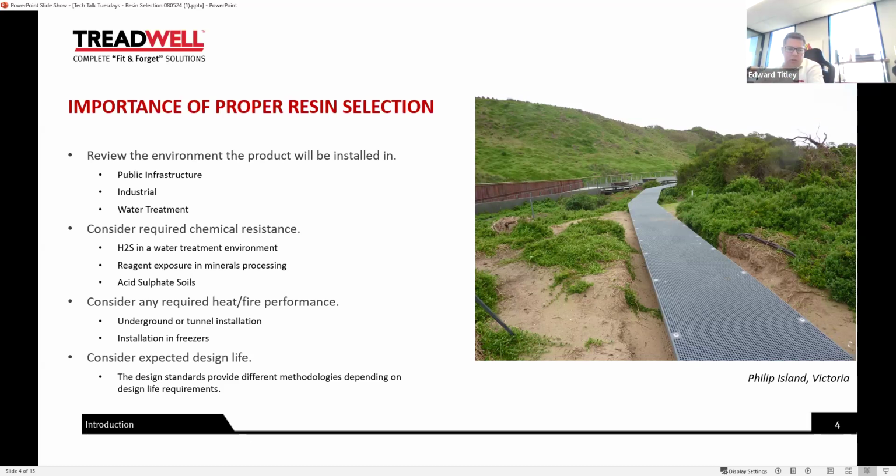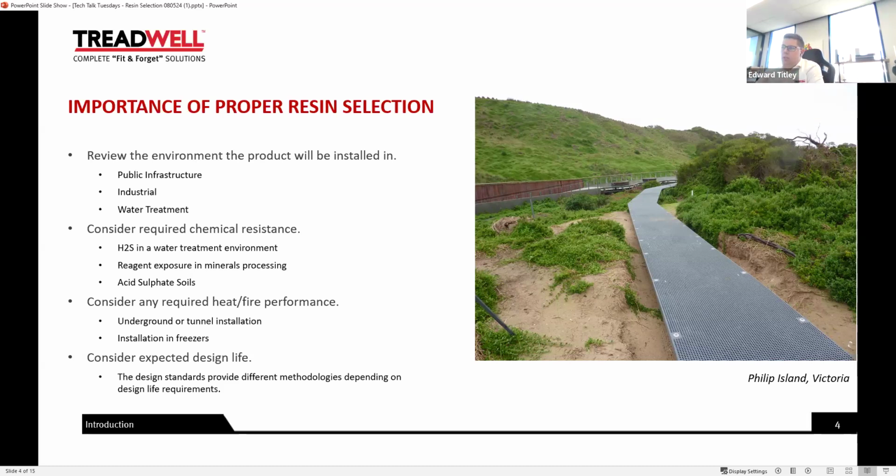Now, in sewage treatment, H2S, hydrogen sulfide, is often present in sewage, and there might be chemicals used as part of the treatment process. We'd need to identify those and once again specify a resin type that will be resistant to those. If that's not done, then the product is going to deteriorate structurally and will need to be replaced prematurely. The point of doing FRP for a structure is, in my opinion at least, a long life cycle or low maintenance structure. So by specifying the right resin type, we're going to maximize the possible lifespan.